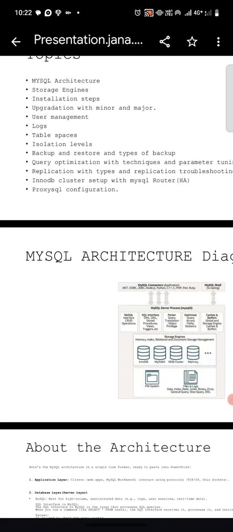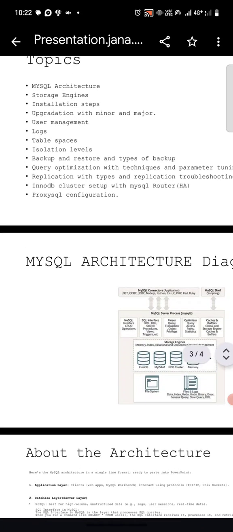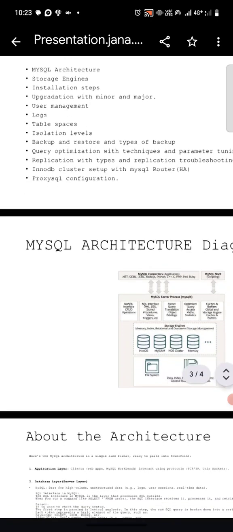So coming to the InnoDB cluster setup with MySQL Router. It is used to provide high availability and automatic failover. Suppose one server crashes, that server having read and write permissions. There are three nodes in the cluster setup. If the first node crashes, it automatically takes the second node as the primary node, which has read and write.